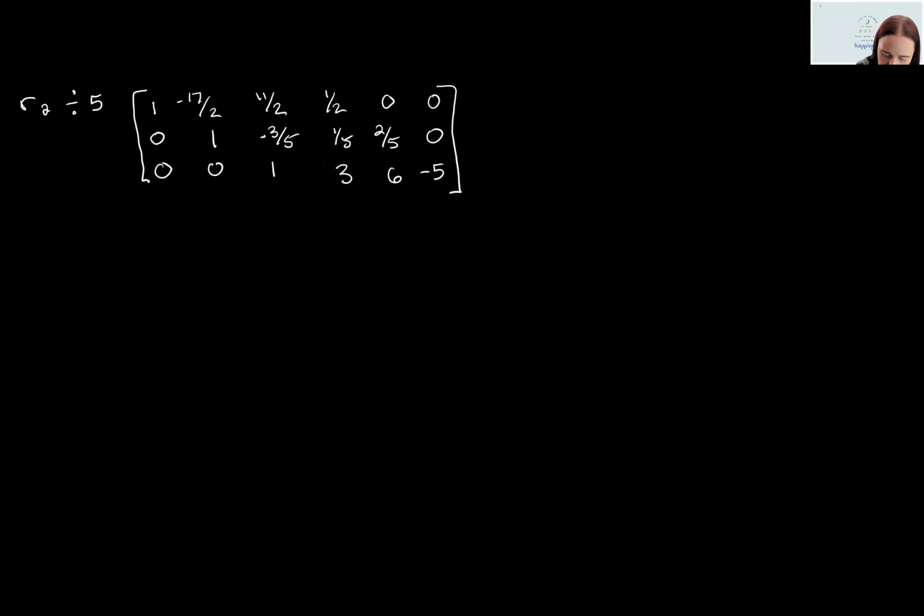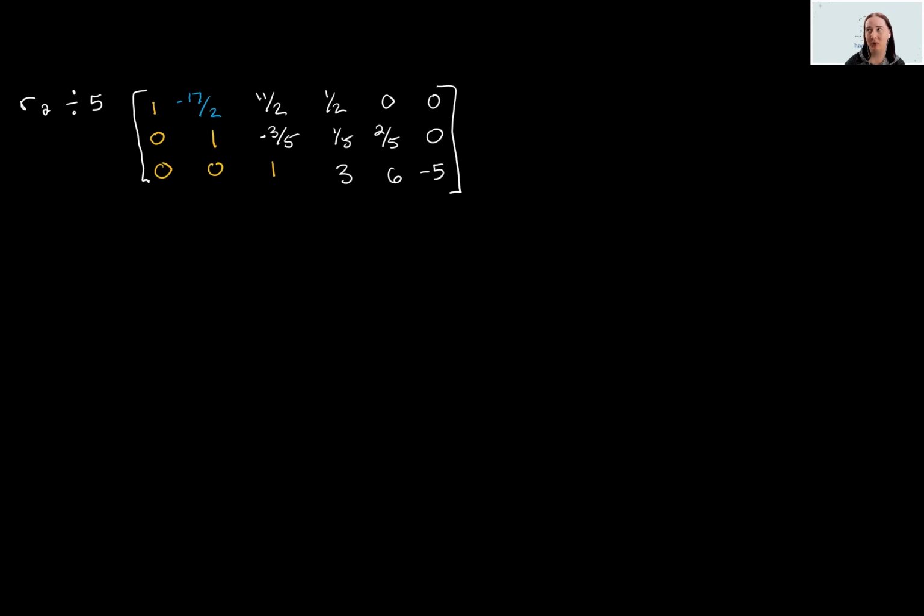So going back to my highlighter, I've got my first column correct, most of my second column correct. And I've got my 1s, but I need to get 0s above all of my 1s. So we need to get that -17/2 to be a 0. This is where you're really going to need a calculator because this is going to get really, really gross.